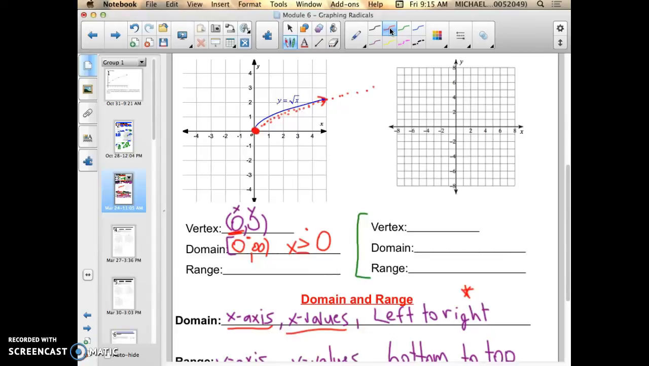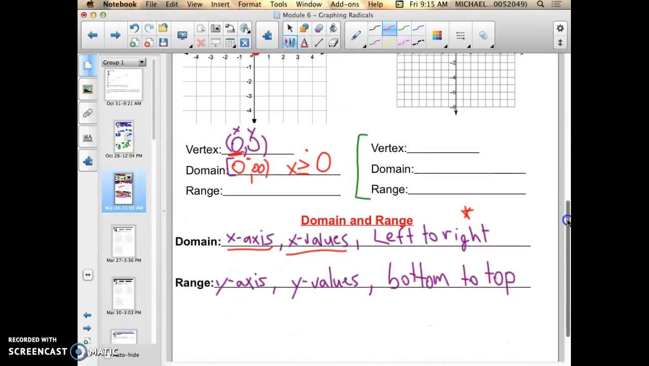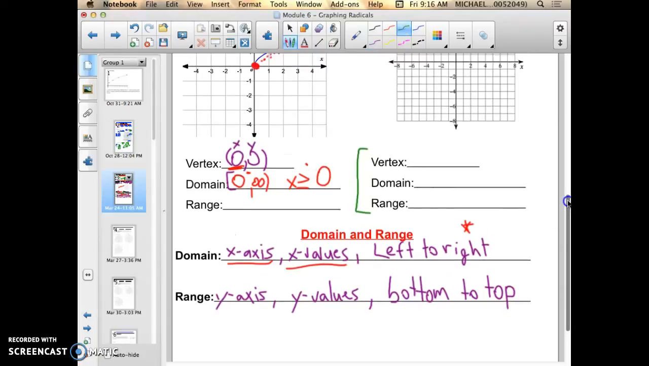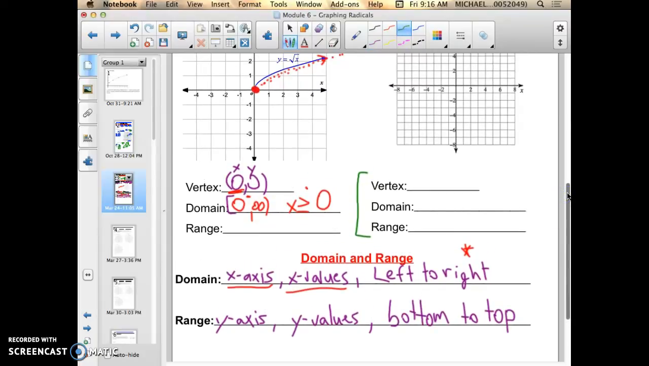Now the range is pretty similar to the domain. I just have to find the y values. Now, I don't care about the x values anymore. I'll do this in green. I care about the y values. All right? So for the y values, I look at the y point of the vertex. If you notice, it is 0. And if I look at my graph up here, the lowest point, it stops. The floor stops out or bottoms out at the y value there of 0.